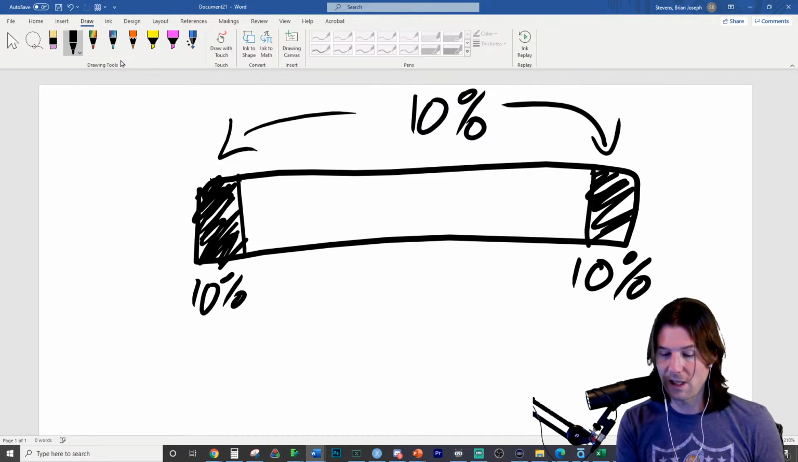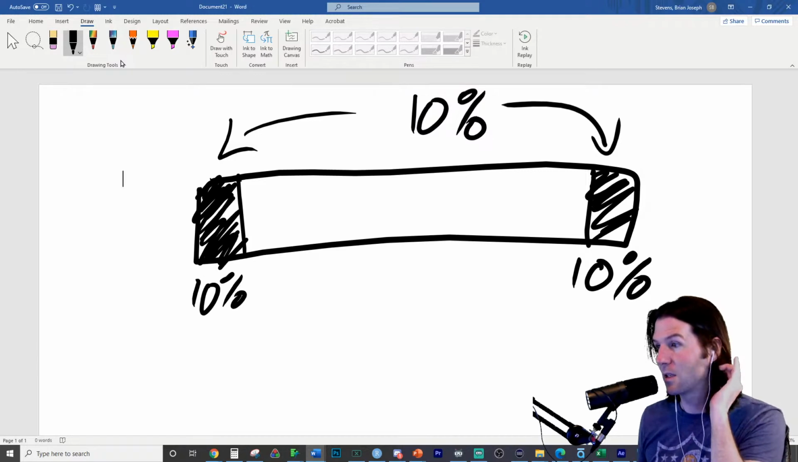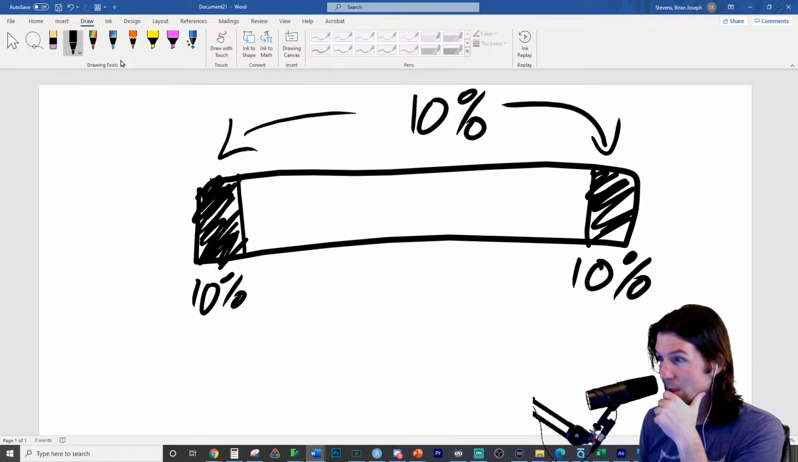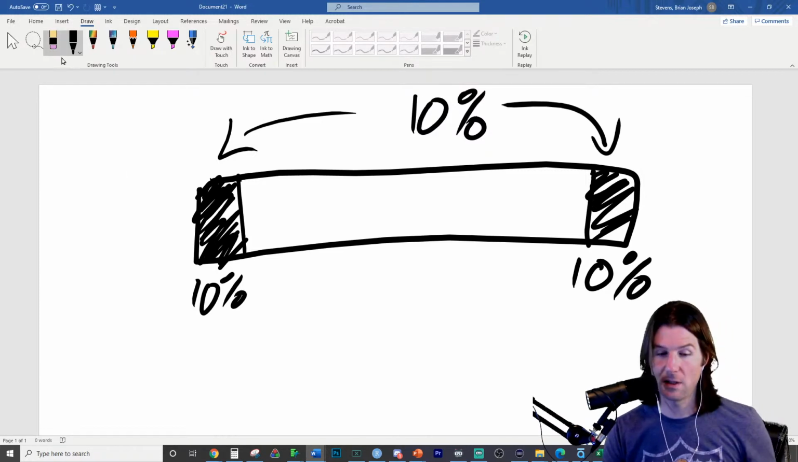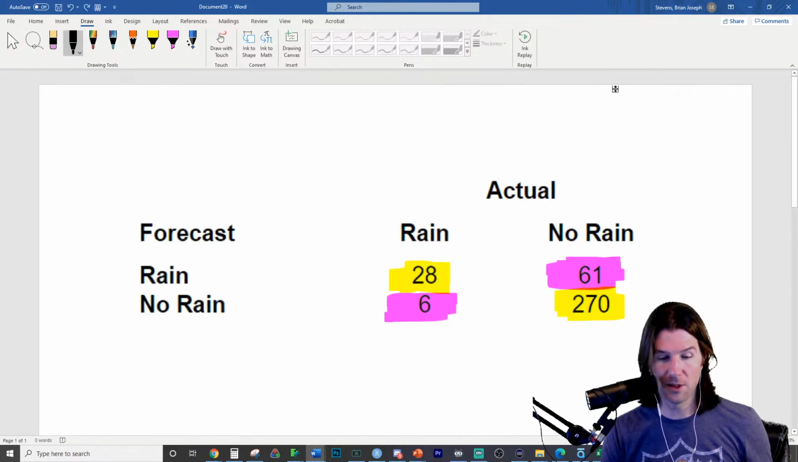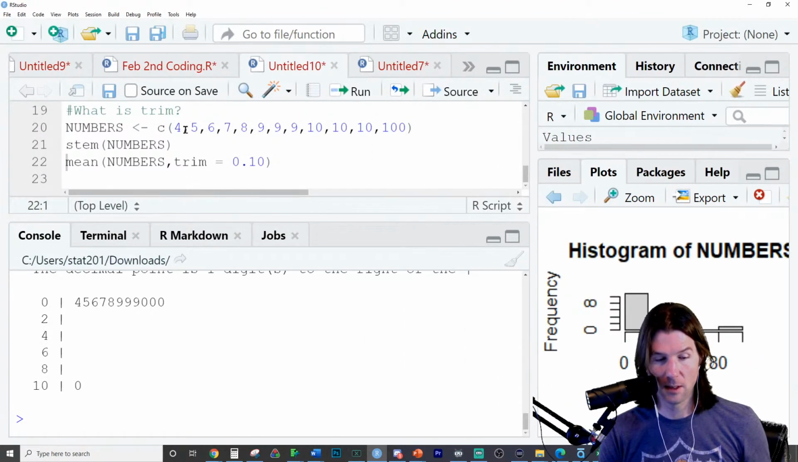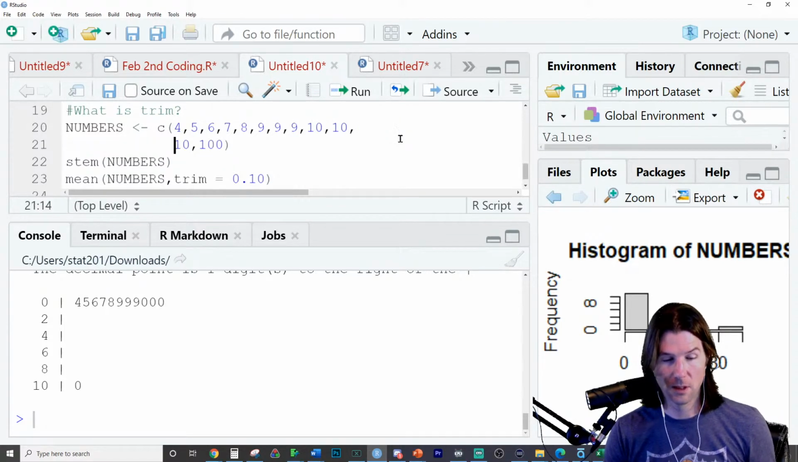So here's what we can do to test this. Let's make a data set with 10 numbers. Or let's make a 20 number data set, because then we can test 5%. So we need a 20 number data set. 1, 2, 3, 4, 5, 6, 7, 8, 9, 10. There's 10 numbers. And let's just copy these numbers again right here.